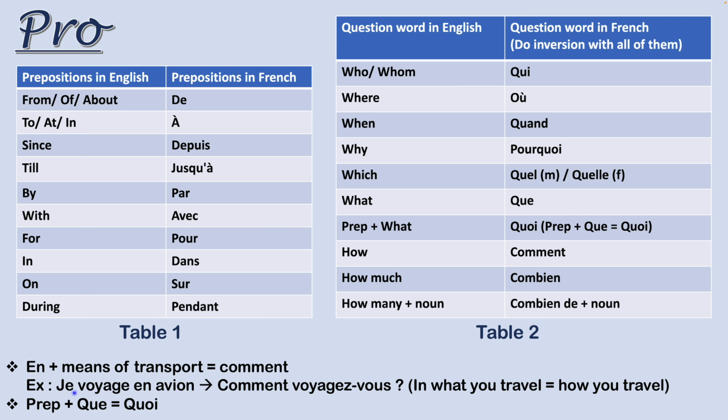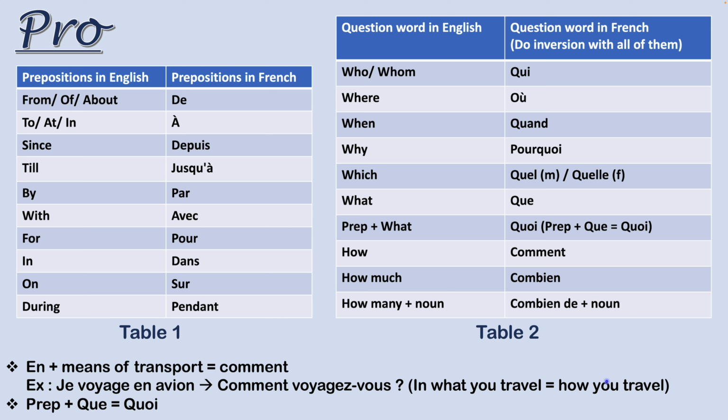Right? How you travel. And remember, "in what you travel" is not the question. This is a very big blunder students make. "In what you travel" doesn't make any sense in English either. So we always say "how you travel." This is the basic English.